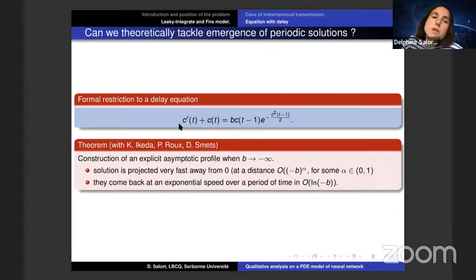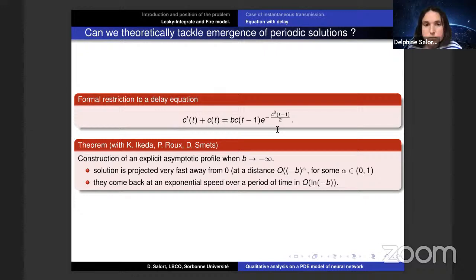So to study this equation, we have made a general theorem to prove a periodic solution. And more precisely, we have constructed an explicit asymptotic profile of this solution when b goes to minus infinity, to precisely describe the dynamic asymptotically. I did not explain how we did it, but essentially, what we have observed is that the solution was projected very fast from the left, at a distance of size b power alpha, and comes back on an exponential peak, but much slower than on the left part, on a time period like ln minus b. So this means that the period of the solution is like ln minus b.